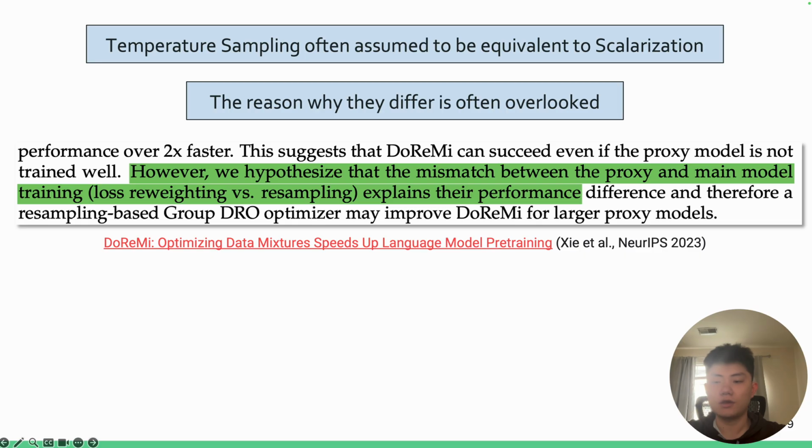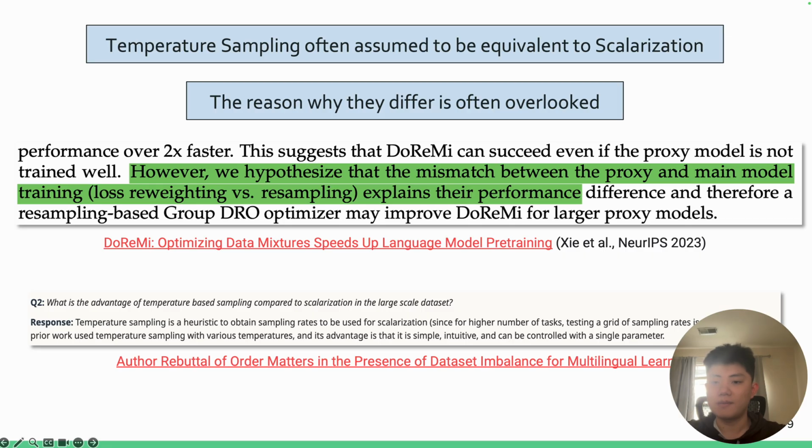Although there are also works that acknowledge the differences empirically, they fail to provide a detailed explanation on why they differ. In this case, the author acknowledges the difference but fails to provide an explanation, only saying that we hypothesize that the mismatch between the proxy and main model, which is loss reweighting versus resampling, explains the performance. In this other example, in this author rebuttal, the author mentions that the advantage of temperature sampling is just that it is simple and intuitive. Again, it fails to provide a theoretical comparison. The lack of understanding between both methods prompts our investigations on the differences.